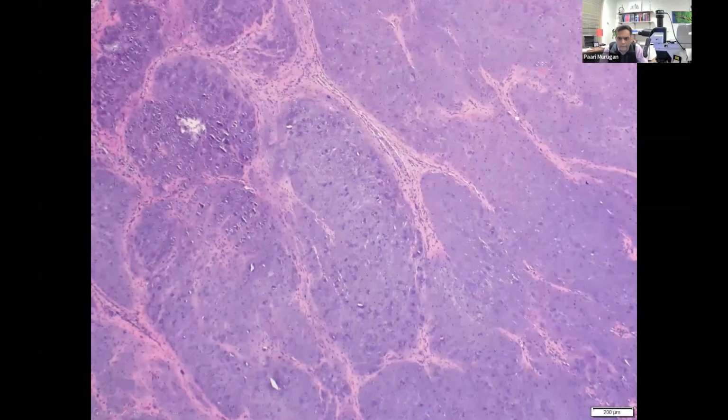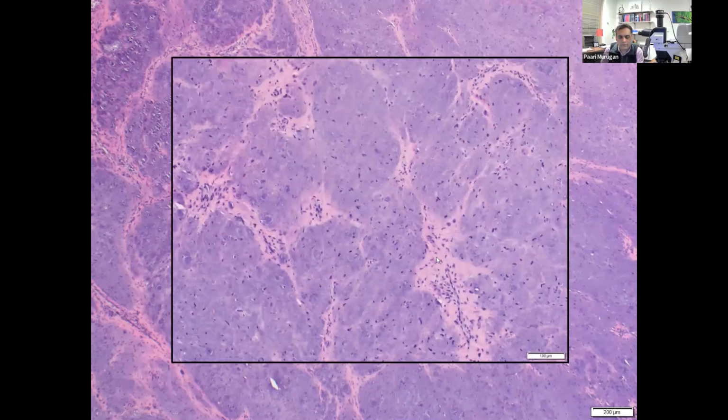These lobules are really well defined, and they are surrounded by these fibrous septations, which also contain blood vessels, which is better seen over here. And in some areas, the blood vessels even appeared like some staghorn structures.